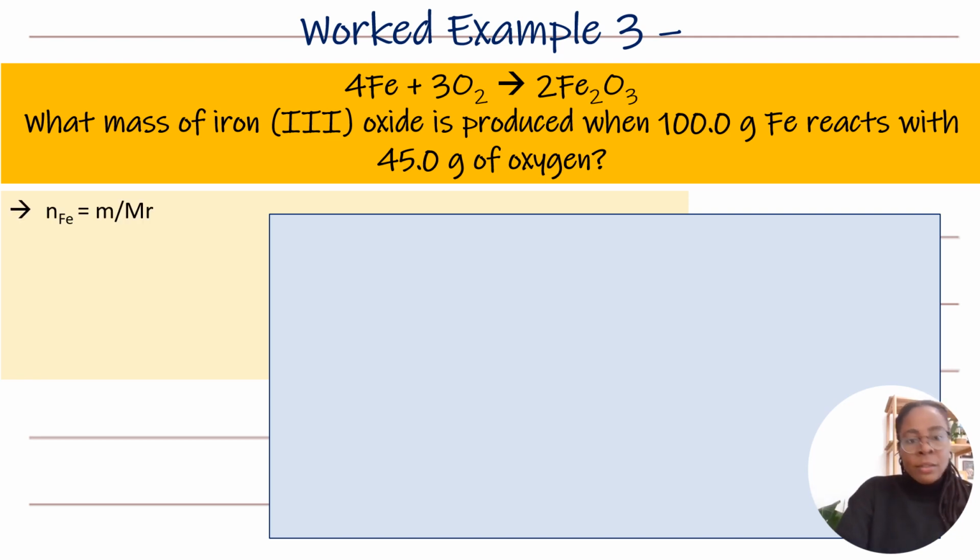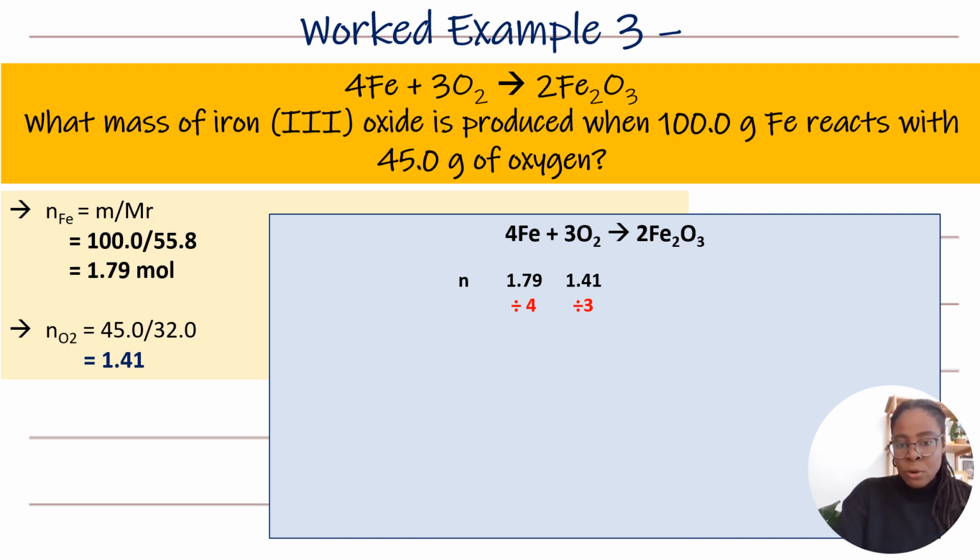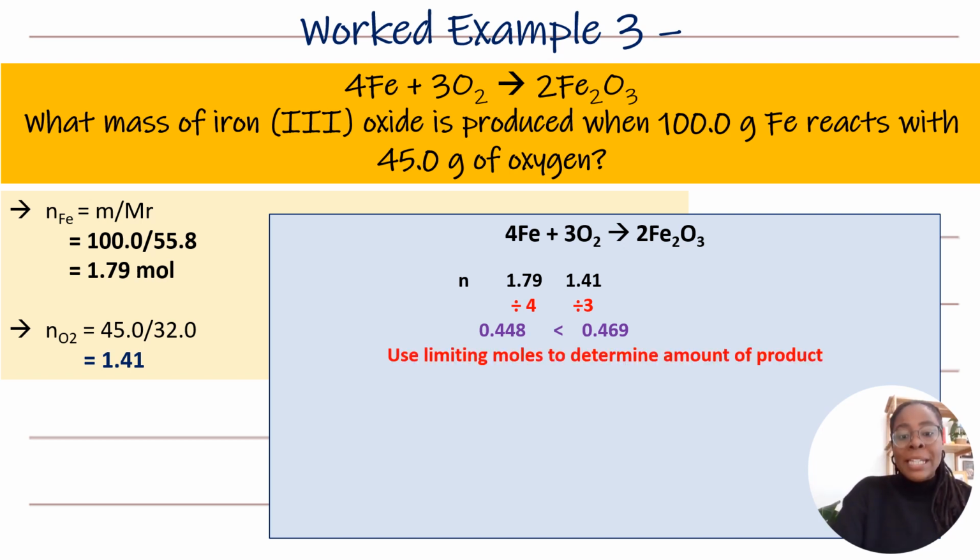So our moles of iron, mass over MR, which gives us 1.79 moles. And for our moles of oxygen, mass over MR gives us 1.41 moles. As before, to determine which is the limiting reagent, we have to divide each number of moles by the coefficient in the balanced symbol equation. So for the iron, we divide the moles by 4. For the oxygen, we divide the moles by 3. And that shows us that the iron is the limiting reagent, 0.448, versus oxygen is in excess. Now, to determine how much product we can make, we have to use the limiting moles.